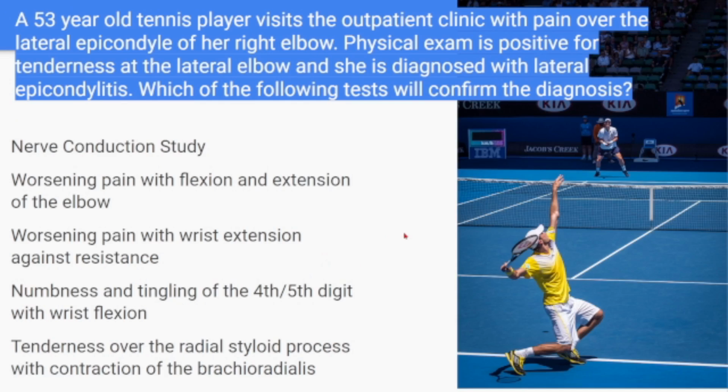A 53-year-old tennis player visits the outpatient clinic with pain all over the lateral epicondyle of her right elbow. Physical exam is positive for tenderness at the lateral elbow, and she is diagnosed with lateral epicondylitis. Which of the following tests will help confirm this diagnosis?